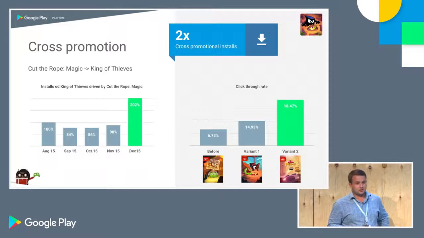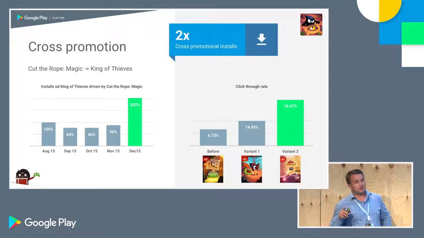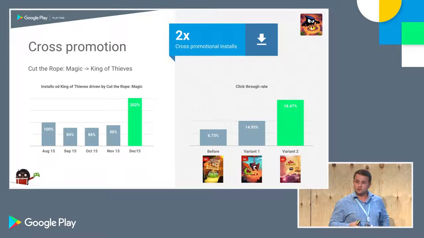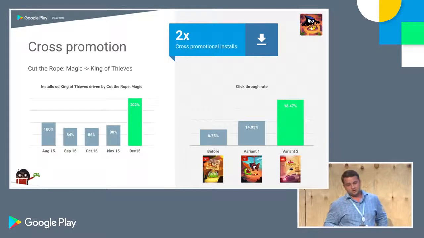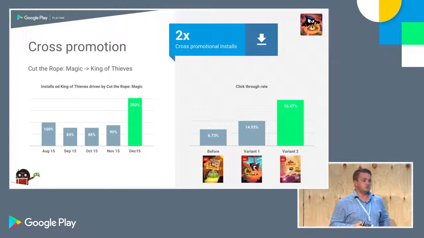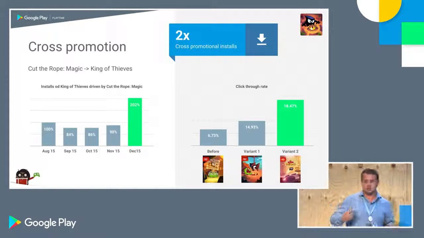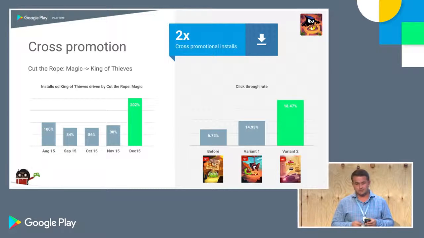Another example, this is the cross-promotional factor which I mentioned. These are the installs that are being driven by Cut the Rope, we all probably know this game, to King of Thieves. So here again, amazing results were reached in terms of conversion to installs. And on the right part, you can see the different examples of icons that were used for reaching those objectives and the impact it has.